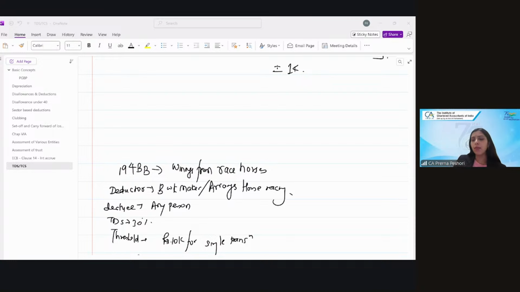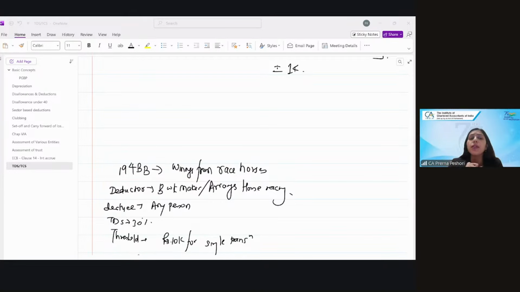Two or three points I would like to add with respect to virtual digital assets, which we had covered. If you remember, CBDT has clarified through a notification what is not a virtual digital asset: reward points, credit card points, airline mileage points, loyalty points. These are not virtual digital assets. Under virtual digital assets, you have only cryptos and NFTs. You cannot set off the loss from one crypto or NFT against another, and you cannot carry it forward either.